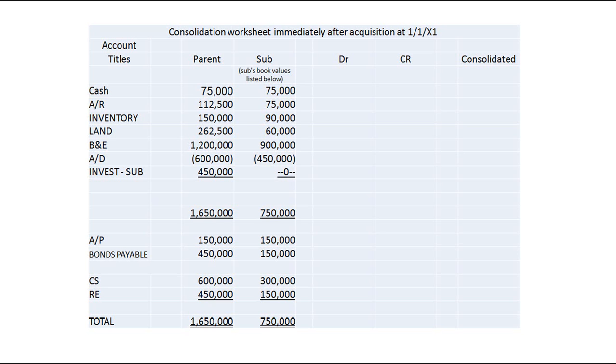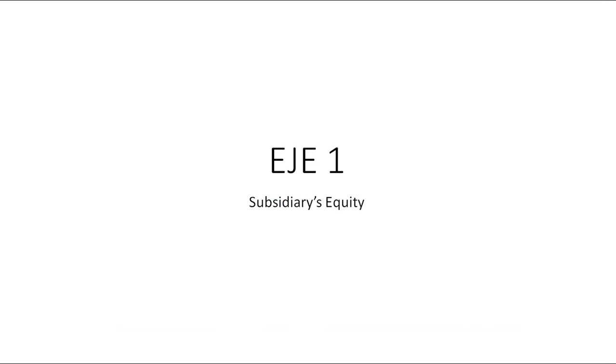Now, just from our lecture on Chapter 1, we know that when we consolidate, we have to do something with this investment sub of $450. If we brought it over in the consolidation process, along with the sub's assets, we would be double counting the 450, or the net assets of the sub would be included in the consolidated amounts as well as the investment. Here's what we're going to do. We're going to have EJE1, and we're going to eliminate the subsidiary's equity.